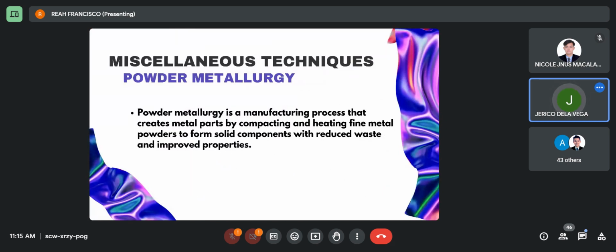So, powder metallurgy. Powder metallurgy is a manufacturing process that creates metal parts by compacting and heating fine metal powders to form solid components with reduced waste and improved properties.